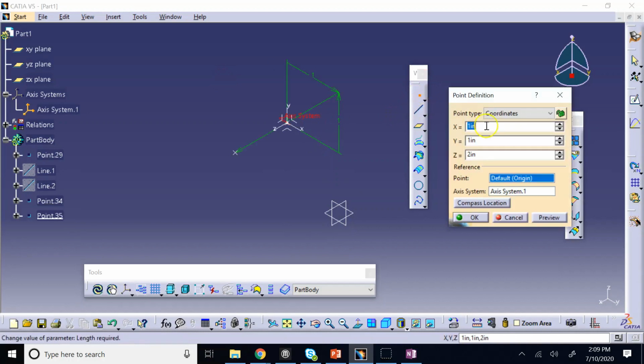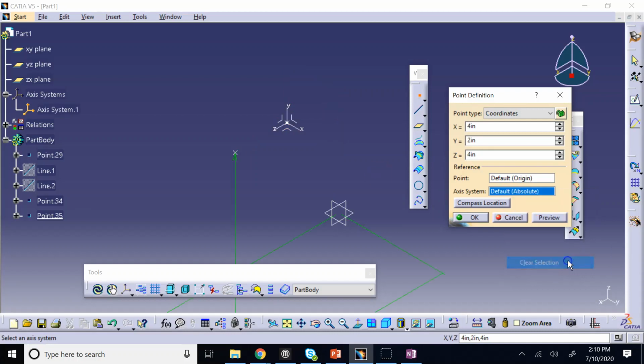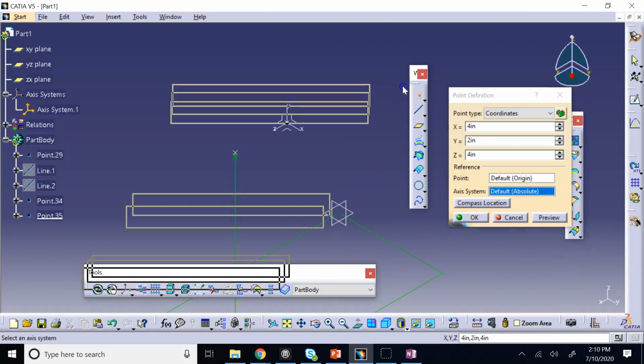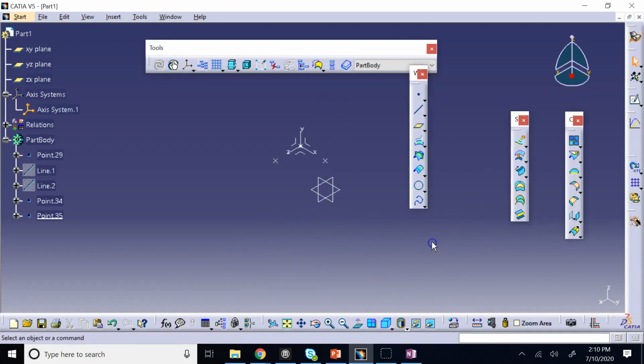Because again, you see, if I want to create a new point, it's with respect to the axis system 1. If we right click here and say clear selection, what happens? It goes back to the original system. So now if I say, as I said, 1, 1, 2, look, it's a separate point. Right? So I use the same xyz, but since my reference was different, the end result is different.